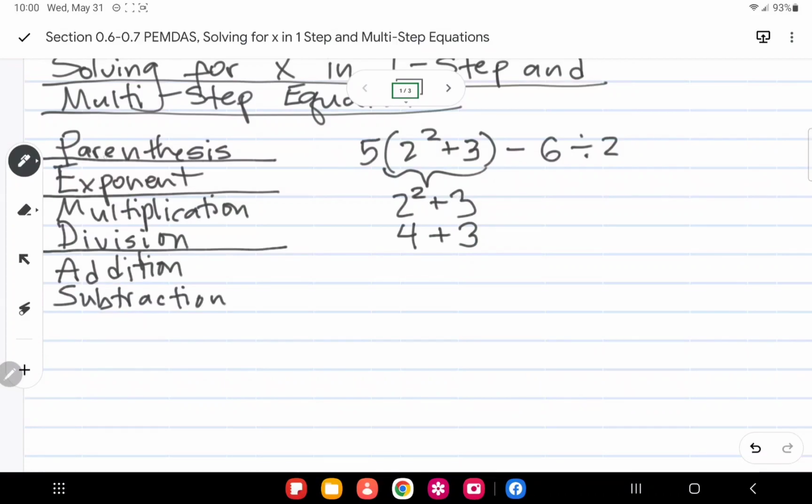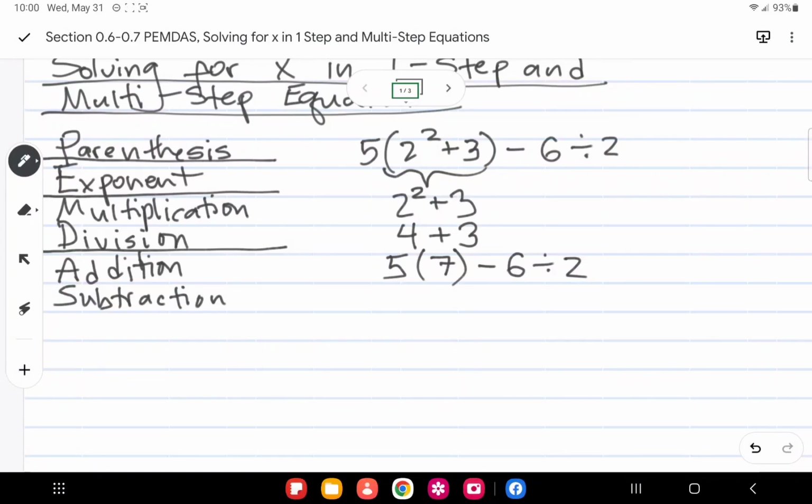Now, we don't have any parentheses, exponent, multiplication, or division. However, we do have addition. So 4 plus 3, that is 7. And from here on, we're going to write down everything that we haven't touched in terms of the original problem we were presented. There you go.